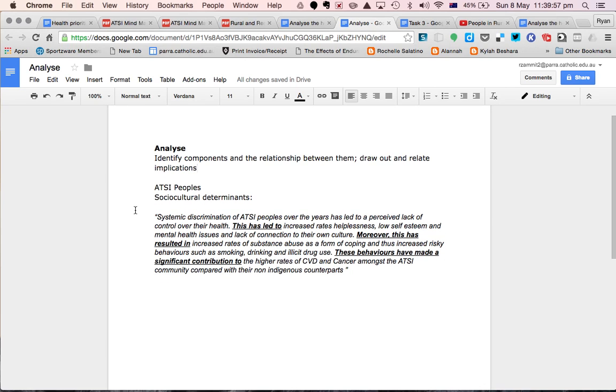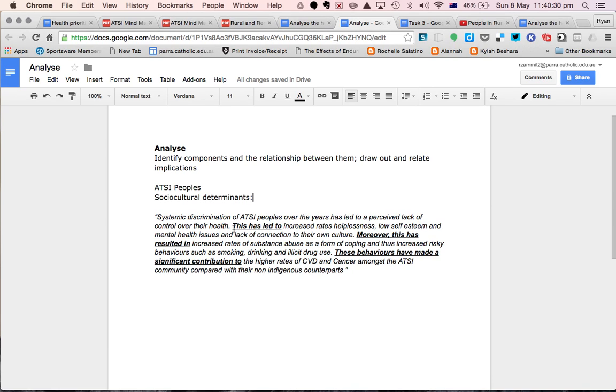So there's a little sample paragraph here for the Socio-Cultural Determinants for ATSI peoples, which is one of the areas that you need to look into. You can see here that the person has written a paragraph about how discrimination over the years has led ATSI people to feel as though they have no control over their health. If people are discriminated against, then they don't feel very valued, and so this affects their self-esteem and their capacity to control their own health.